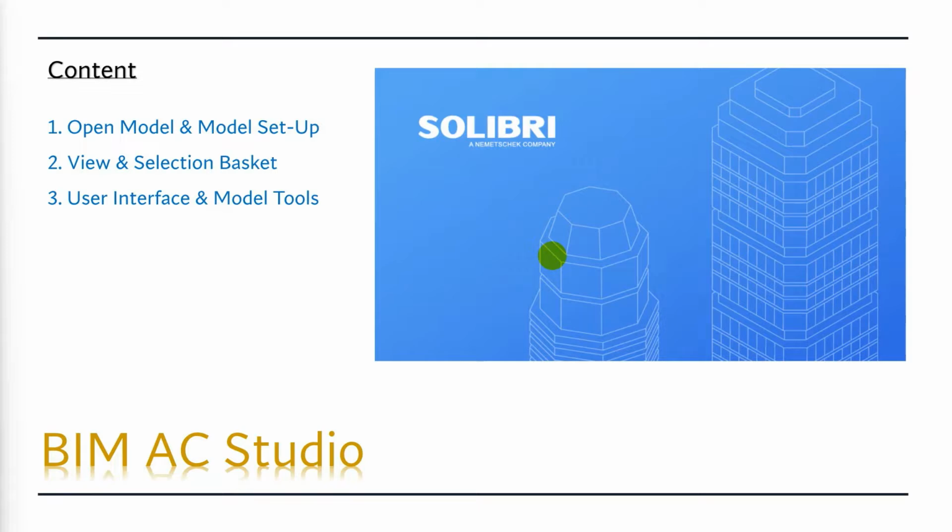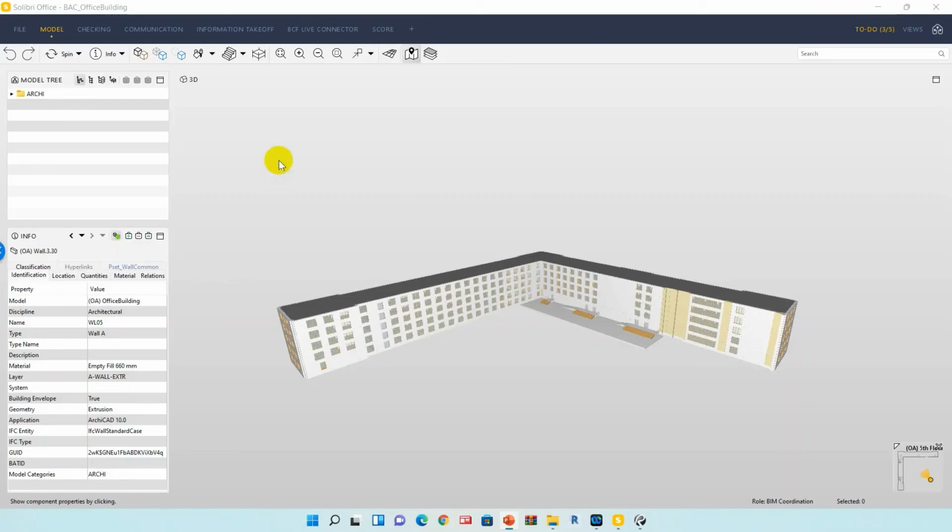So today in the video, I'm going to share with you content number 3, the user interface and model tools of Solibri. In the SMC user interface, these are the model layout, check-in layout, communication layout, information takeoff layout, and BCF Live Connector. On my laptop, I installed BCF Live Connector before, so that's why I can see this one. A new user won't see this.